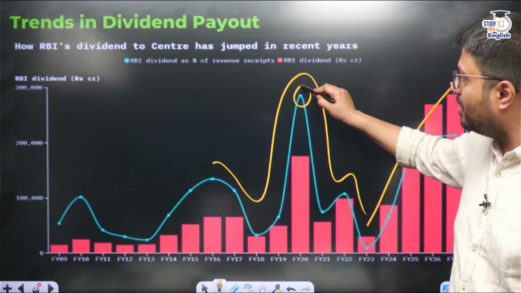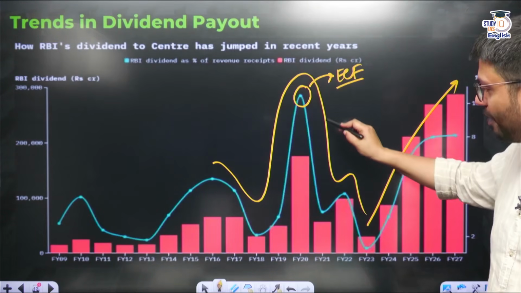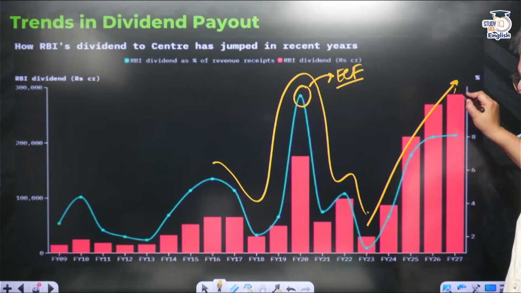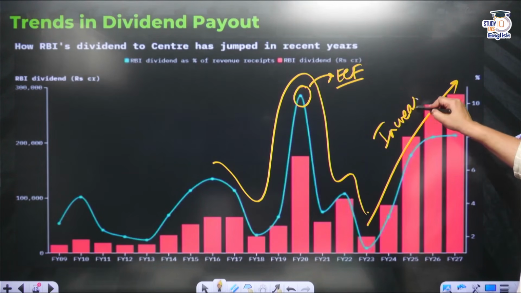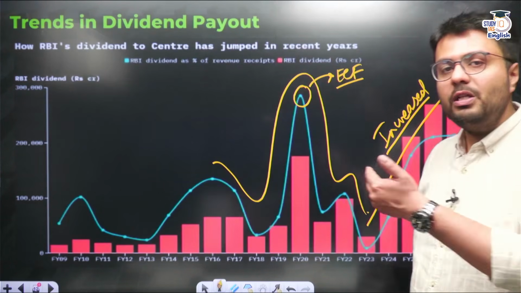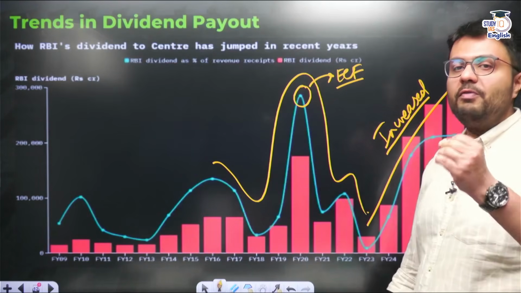This increased in the year when the RBI announced the economic capital framework, but after that RBI's profit declined and so did the dividend. But since the past 5 years, this dividend payout by the RBI to the government has increased. Understood? So this is the broader trend that we have understood with respect to the dividend payout.